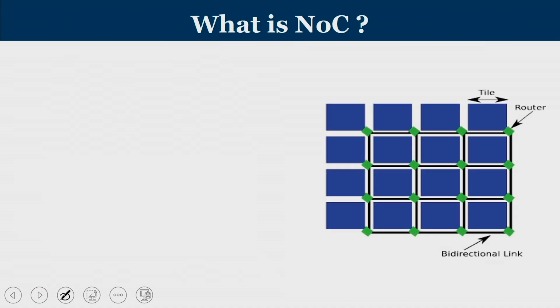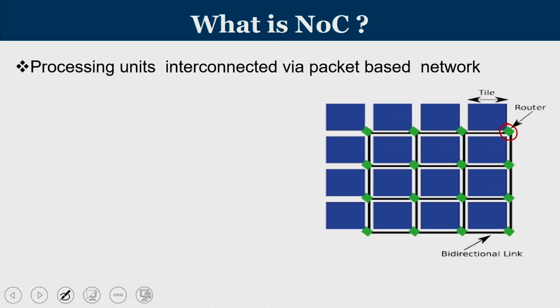Now, we will try to understand what is network on chip. This is the layout of a 16 tile multi-core processor, where the blue portion houses the processor and the memory hierarchy, that is the core and the cache, and the green portion represents the routers, which are the interconnect fabric. These routers are interconnected with bidirectional links. So, your tiles, routers and links form your modern multi-core processor.